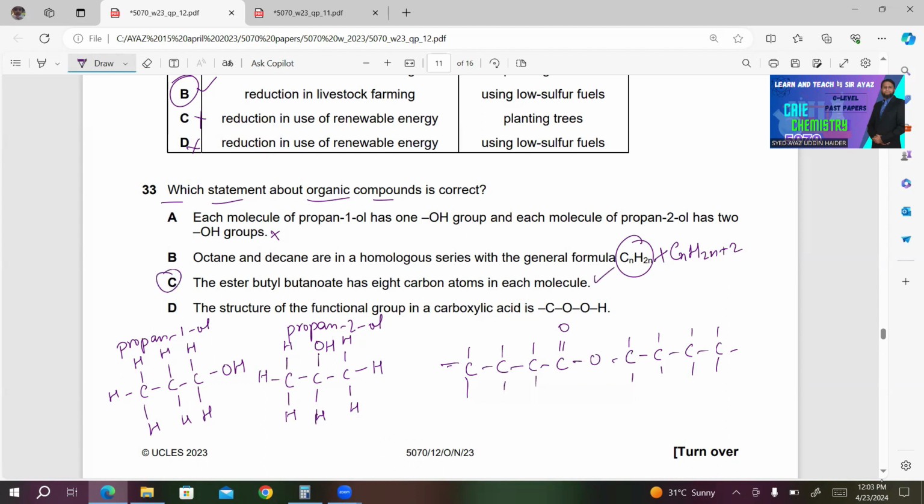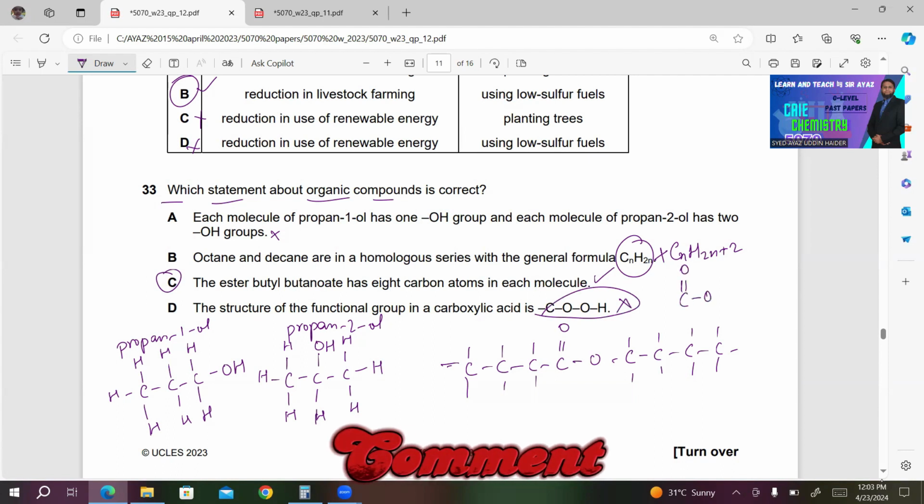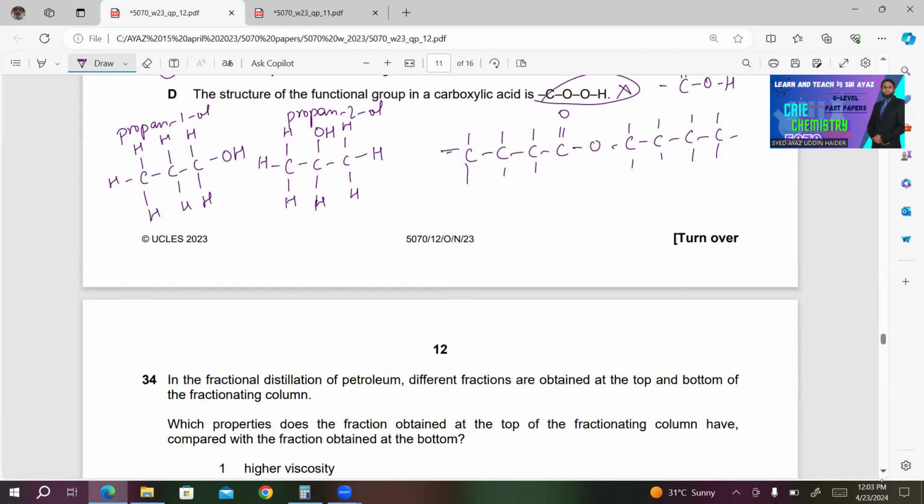For your convenience, I am reading the last statement. The structure of the functional group in carboxylic acid is COOH. This is incorrect because it's C double bond O, and single bond O, H. So C is the right answer.